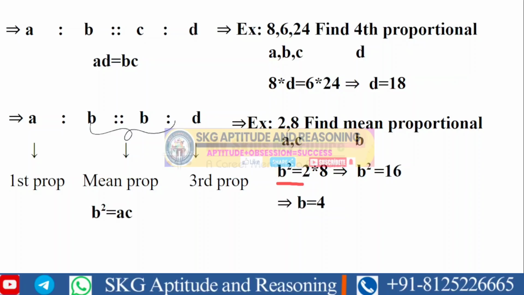If we apply the formula, B square is equal to 2 into 8, so B square is equal to 16, and we get B value as 4. I hope you understand these two basic examples. If you understand these examples, you will be able to solve the problems related to the proportions topic in an easy manner. Let us move further by discussing some examples related to proportions.